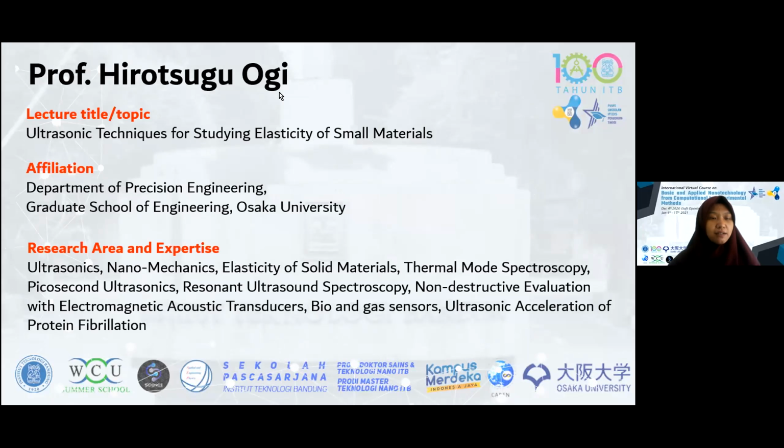Professor Ogi is a professor at the Department of Precision Engineering, Graduate School of Engineering, Osaka University. His research areas and expertise include ultrasonics, nanomechanics, elasticity of solid materials, thermal mode spectroscopy, picosecond ultrasonics, resonant ultrasound spectroscopy, non-destructive evaluation with electromagnetic acoustic transducers, bio and gas sensors, and ultrasonic acceleration of protein fibrillation.